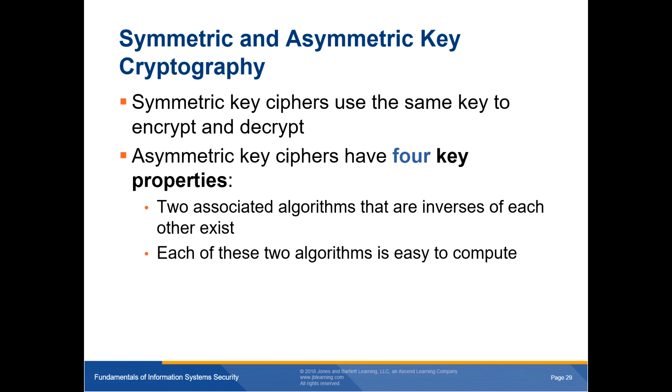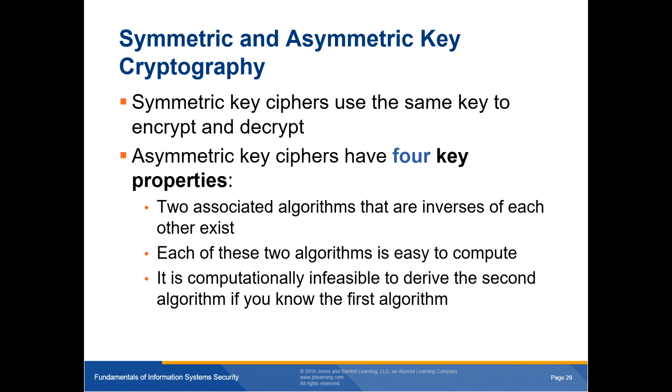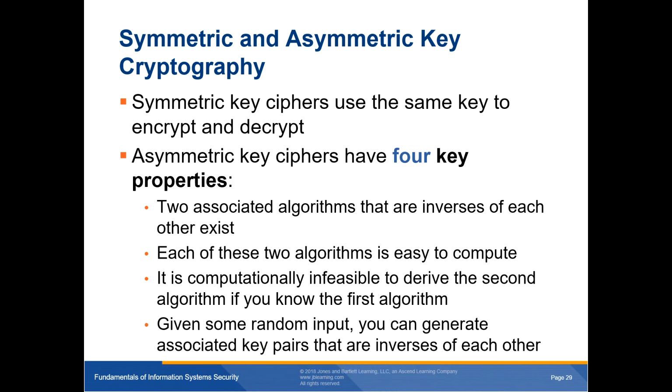Each of these 2 algorithms is easy to compute. It is computationally infeasible to derive the second algorithm if you know the first. And lastly, given some random input, you can generate associated key pairs that are inverses of each other.